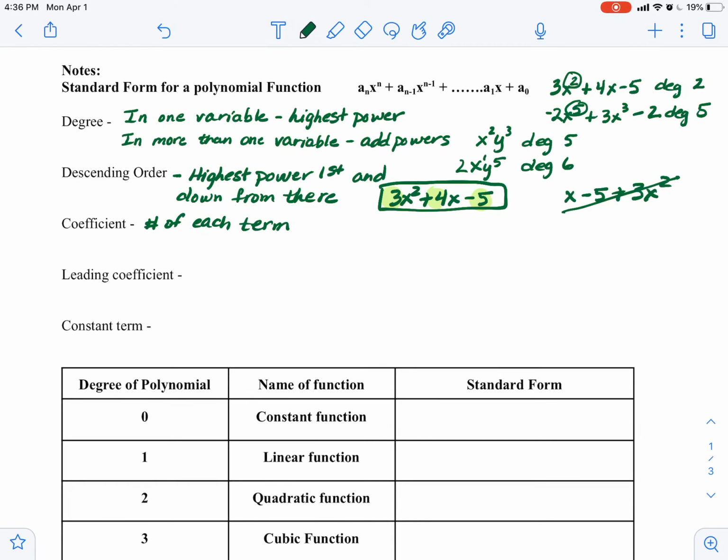Now, we're also going to talk about what's the leading coefficient. And the leading coefficient is simply your coefficient on your largest power, or your highest degree.